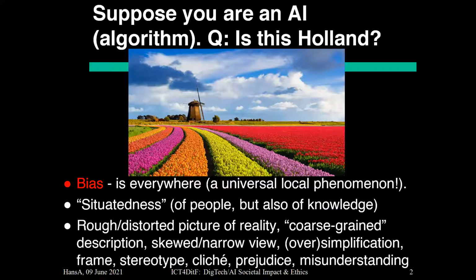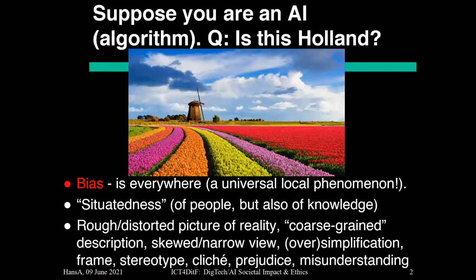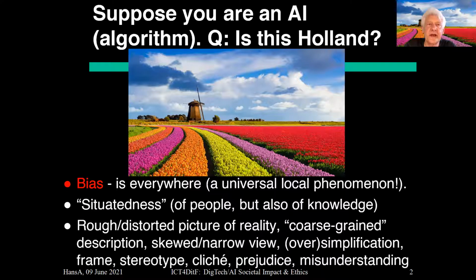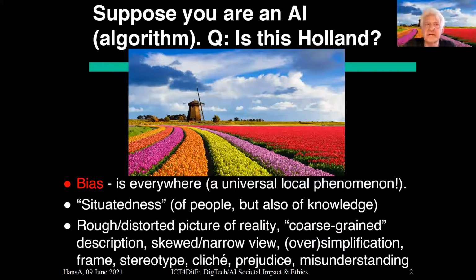And bias is a key thing in digital technology and artificial intelligence and data analytics. Bias is everywhere. So you might say it's a universal local phenomenon. And bias is to be used as a neutral term. So it can be good, it can be bad, or it can be anything. But it has to do with a rough picture of reality or a selective picture of reality, that you simplify things.